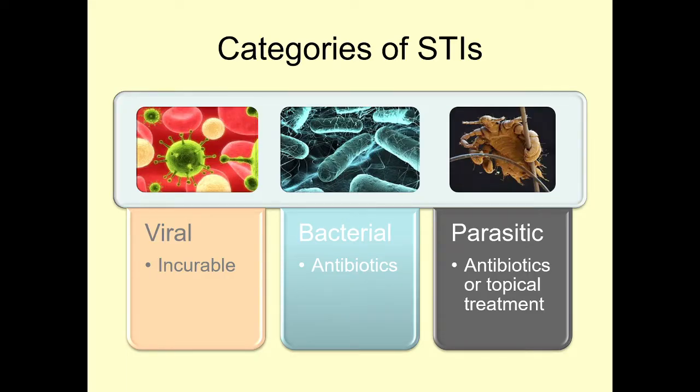Now, there are three main categories of sexually transmitted infections. There are the viral infections, which means that they're caused by a virus. In general, the thing that makes viral infections different from the others is that there's nothing medically that can be done to cure the infection. The body might clear it itself, but there's nothing medically to do it.